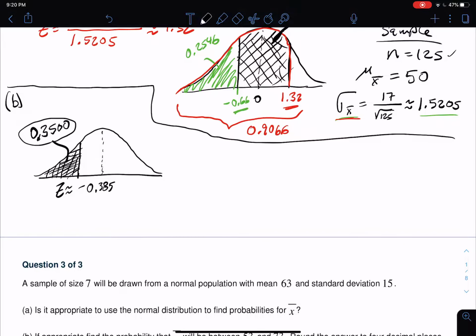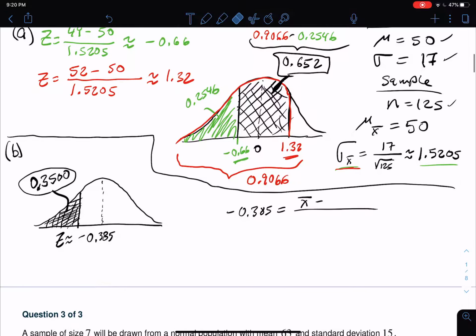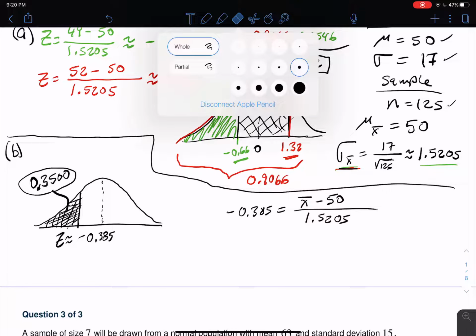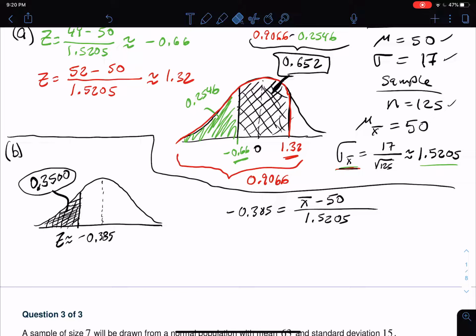So it would say that Z, which is negative 0.385, equals the X bar minus the mean. And in this problem, our mean is 50, divided by the standard deviation of the sample means, which is 1.5205. How do I solve that?